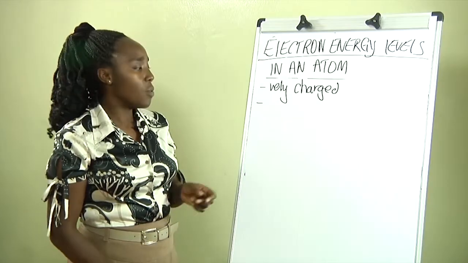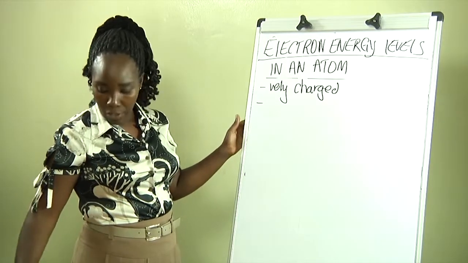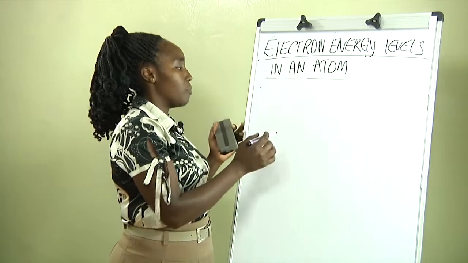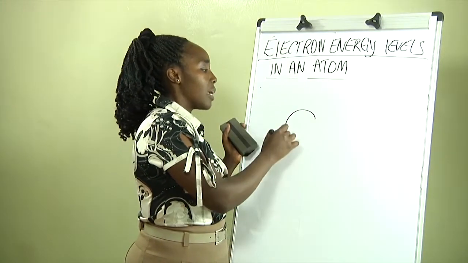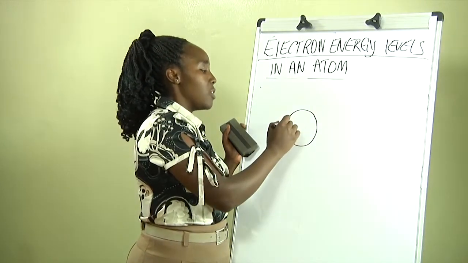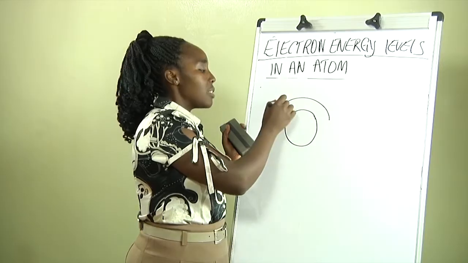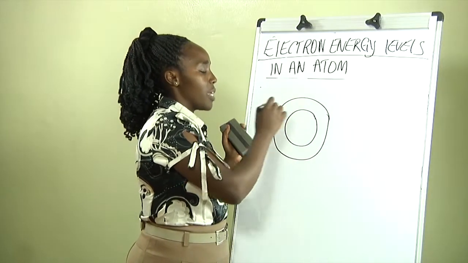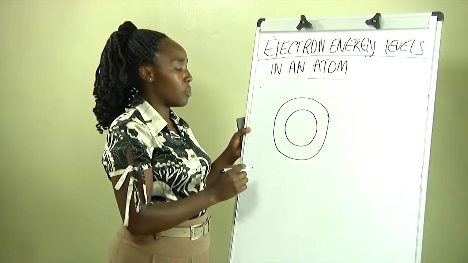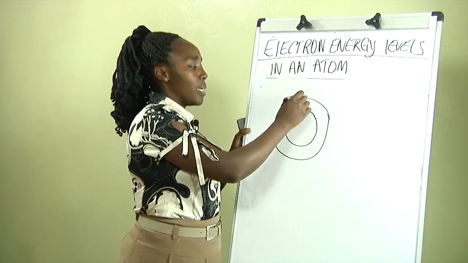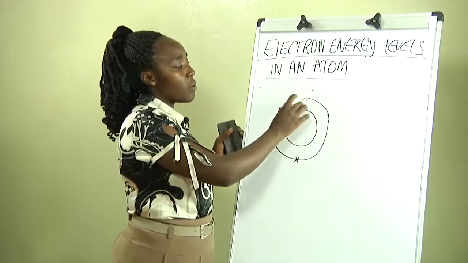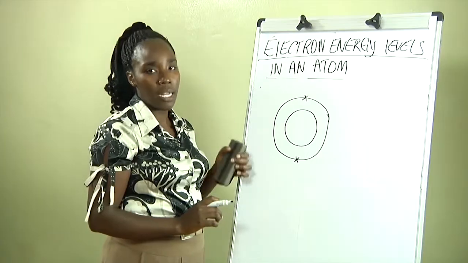Therefore, if we are to show how the electrons arrange themselves on an atom, I can have, once again, the nucleus of our atom, and outside the nucleus, the first circle that we have there is what we call the shell. The first shell in an atom is always occupied by the electrons. I can decide to use the cross sign to represent my electrons.